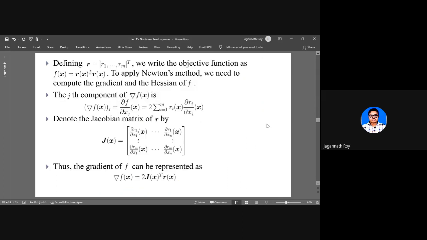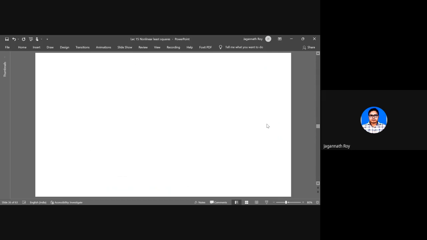So for a given function, what can be the derivative, the jth component? Let us not discuss this form. How this formula has come, we will discuss. Let me just write here. So if our function f of x is given of this form, the sum of fi of x square.